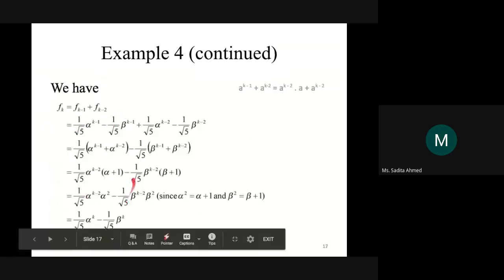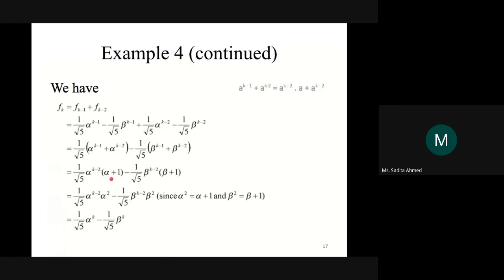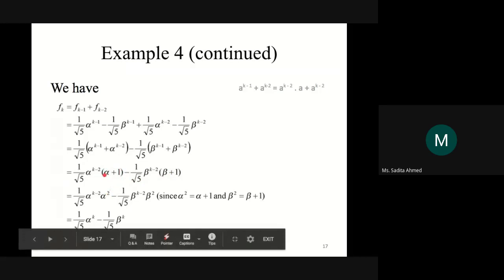Sometimes in a proof, when you get here, think about how I can represent alpha plus 1 in terms of alpha. Also, you should get a hint that alpha square would be your answer because here we have k minus 2. Anyway, nonetheless, alpha plus 1 is equivalent to alpha square. We know that beta plus 1 is equivalent to beta square. So here, alpha plus 1 will be replaced with alpha square, beta plus 1 will be replaced with beta square.